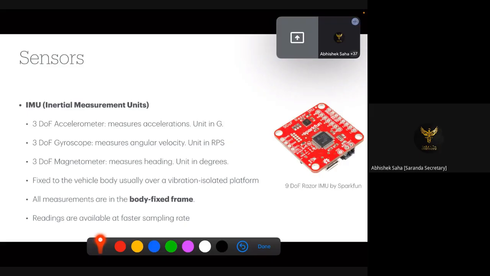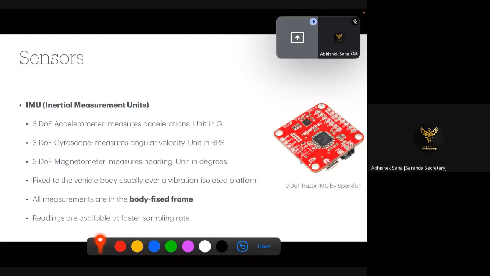Okay. So the accelerometer output is usually in terms of G. So 1 G is basically 9.8 meter per second square. And when I say 3 DOF, it means it can measure the acceleration along 3 axes: the x-axis, y-axis, and the z-axis. Similarly, you have a 3D rate gyro. The 3D rate gyro again gives angular rates along all the 3 axes and usually gives it in terms of revolutions per second. At times, the output is in terms of degrees per second.